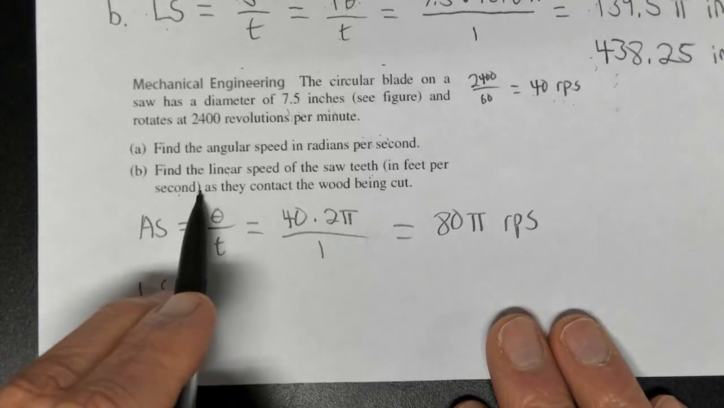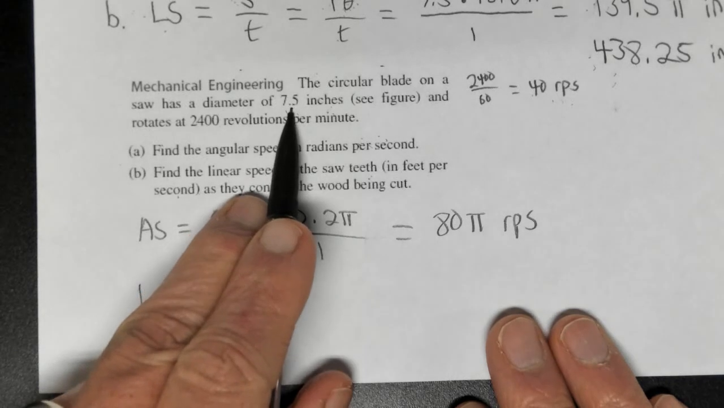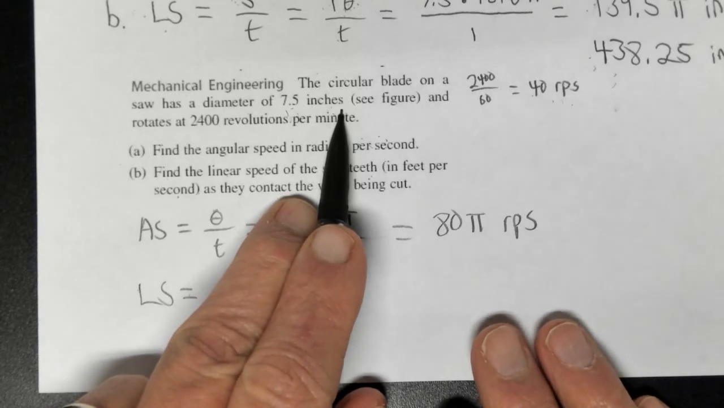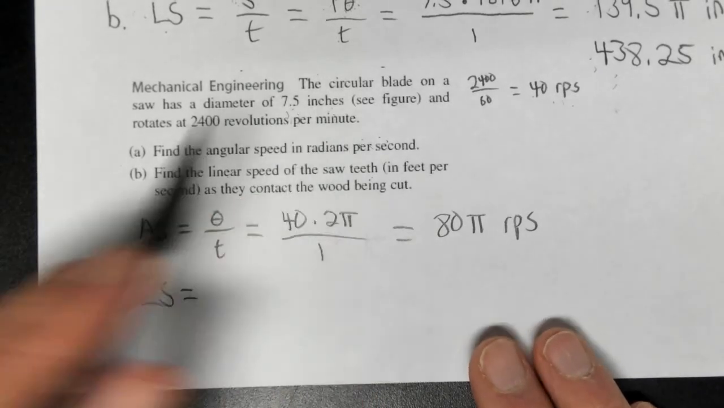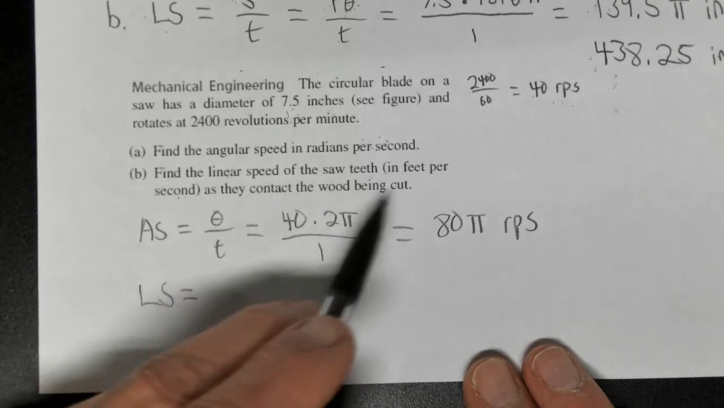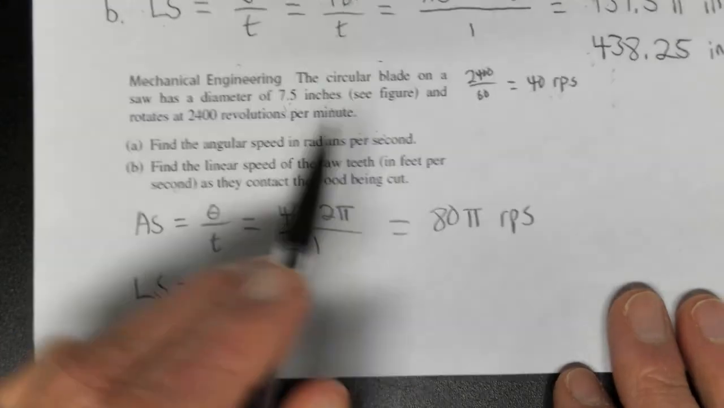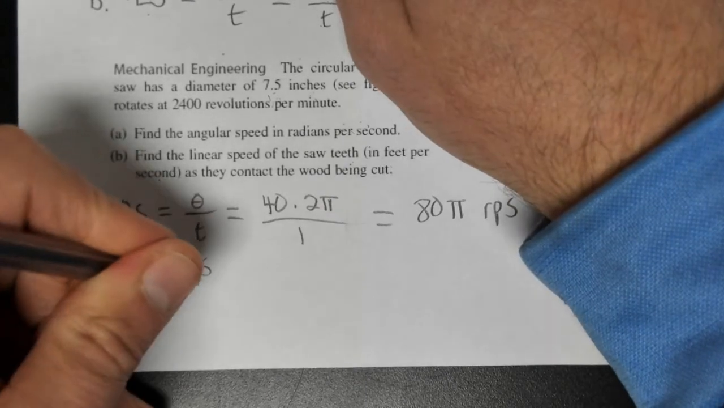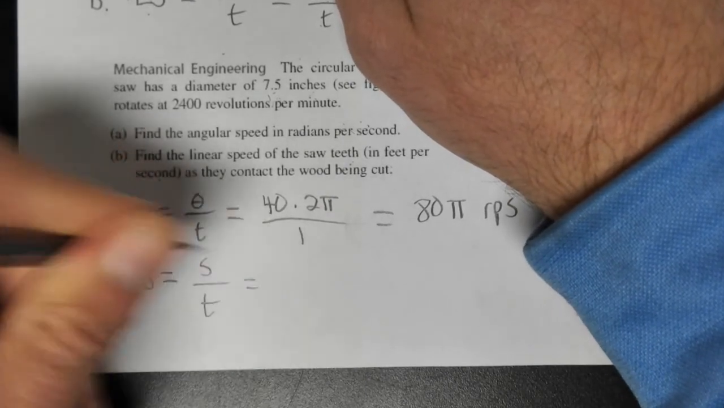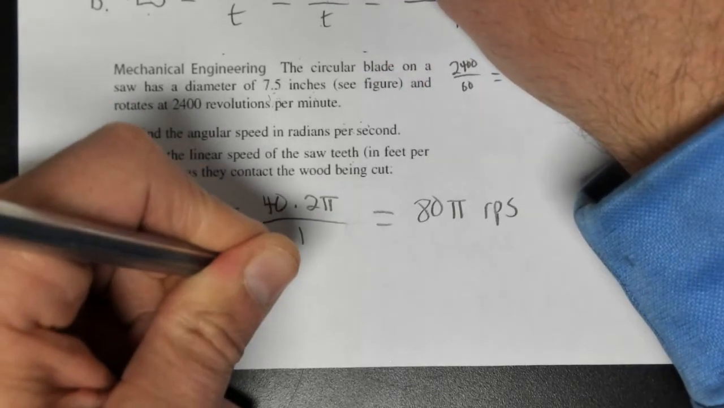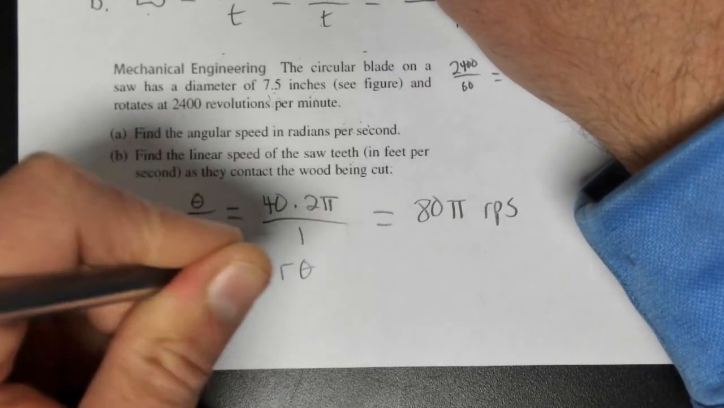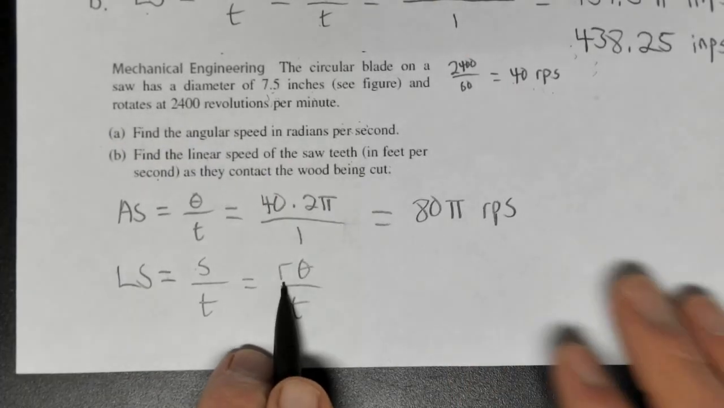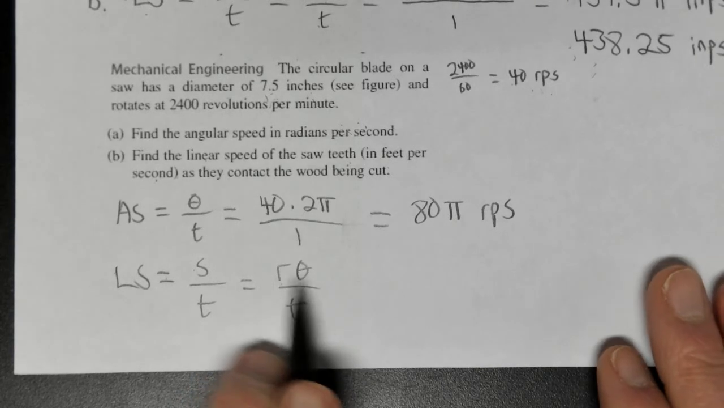because it's asking us to find the linear speed in feet per second. But what's the diameter given to us in? Inches. So I'm going to have to convert inches back to feet. Now remember, I need the radius for this formula, right? Because it's S divided by T, which is the arc length. But what's the arc length formula again? It's the radius times the angle measure divided by time.